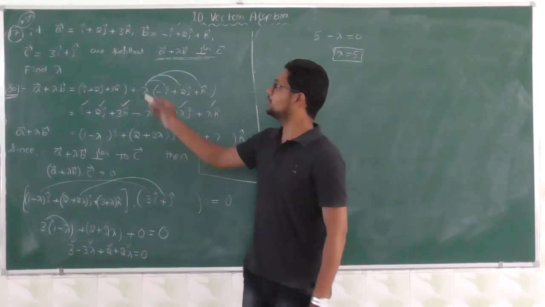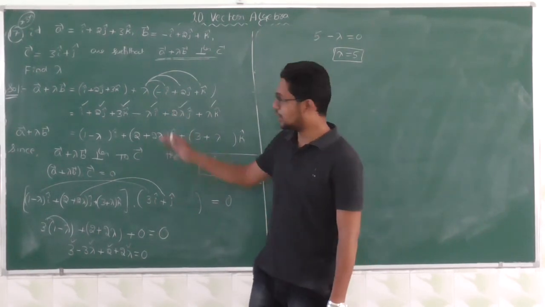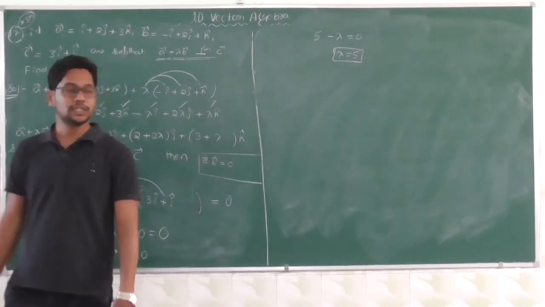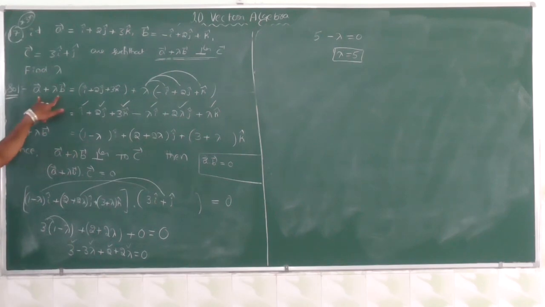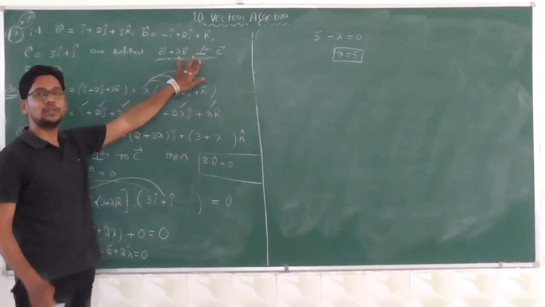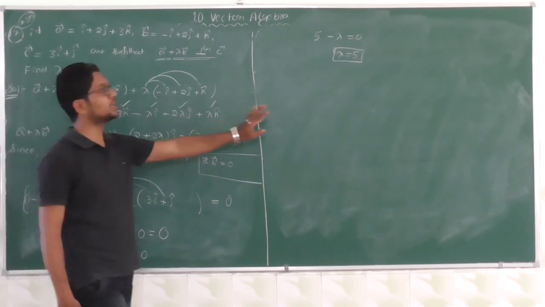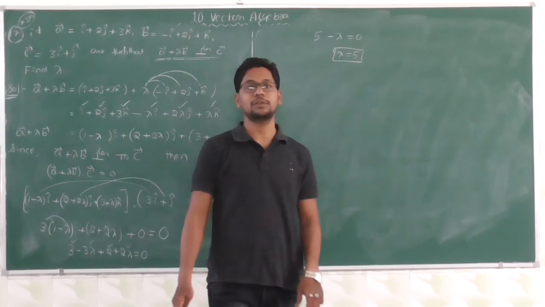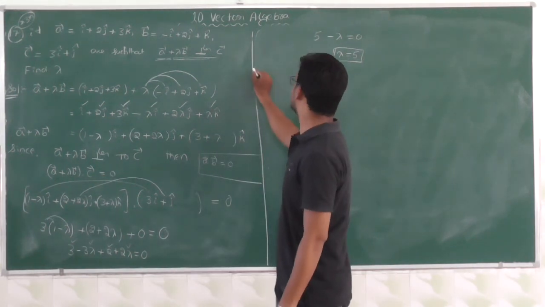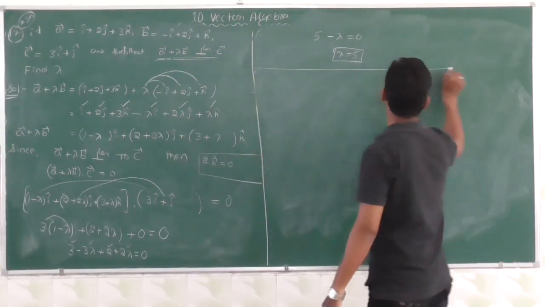It is an important question for 3 marks, kindly note it down. The approach is very simple. First, we got A plus lambda B vector. After that, we used the condition of perpendicularity, that is A plus lambda B dot C vector equals 0. Hence, we get lambda equals 5. It is an important question for 3 marks.